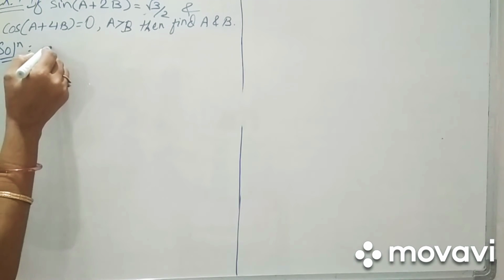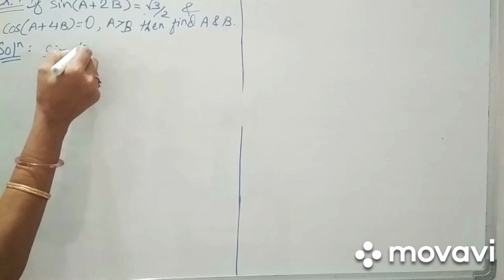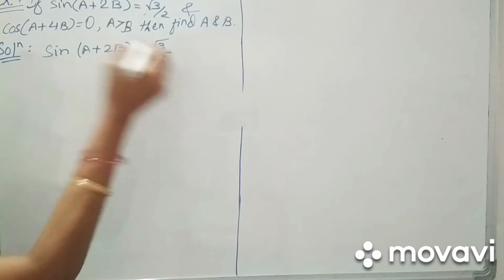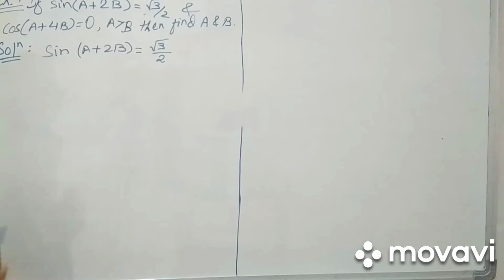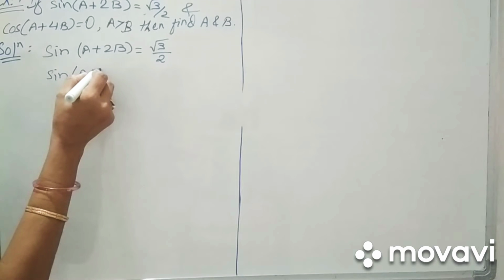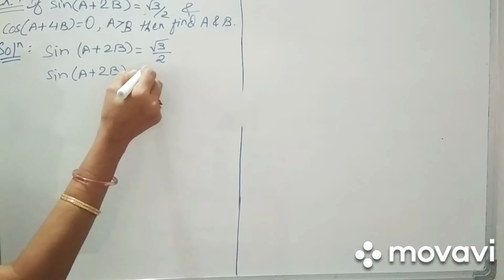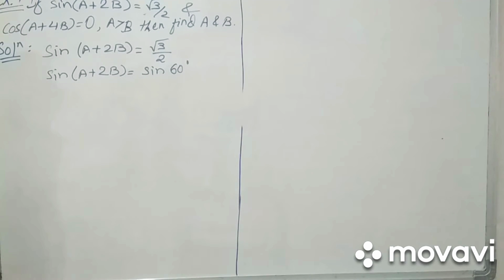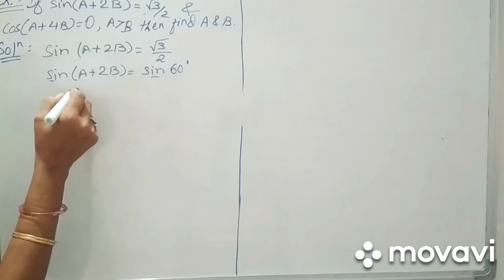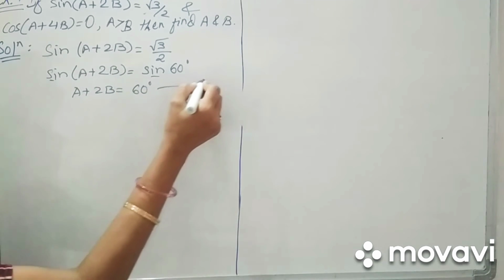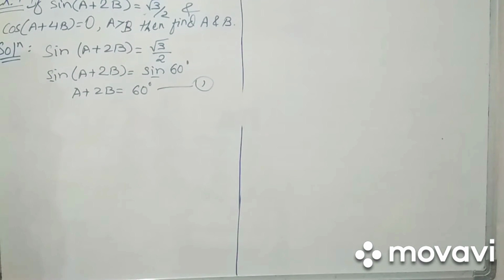Okay, so the procedure is the same. Sin(a plus 2b) is equal to root 3 upon 2. At which value of sine are you getting root 3 upon 2? So a plus 2b is equal to sine 60 degree. Sine is eliminated. So a plus 2b is equal to 60 degree. This will give me equation 1.